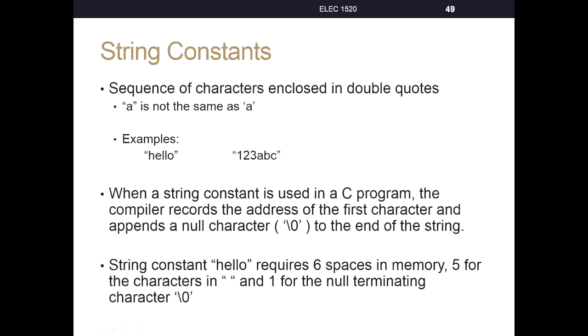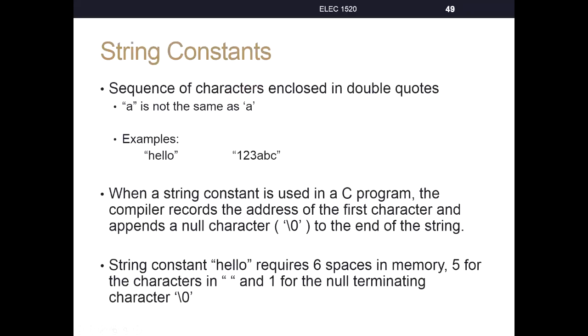Sorry, that mouse wheel got me again. All right, so a string constant is surrounded by double quotes. You can have a single character in there, but the double quotes mean to treat this as a string. A string, we will learn later, is a special data type. It's an array of characters. So an A in double quotes is not the same as an A in single quotes.